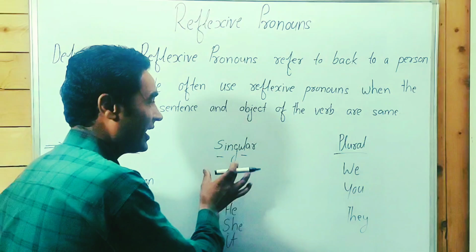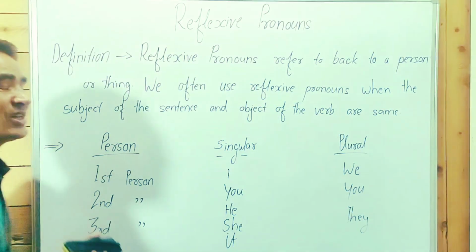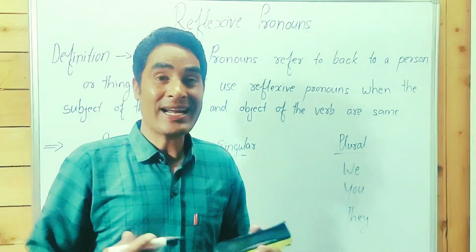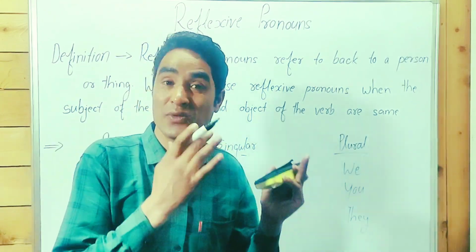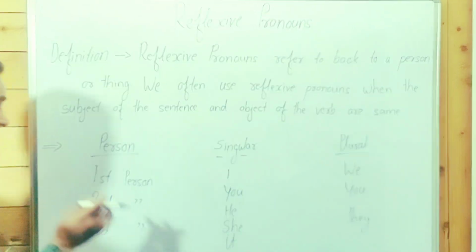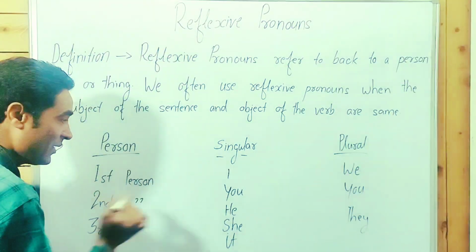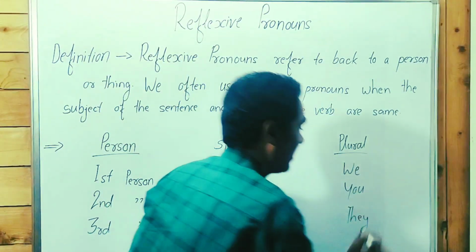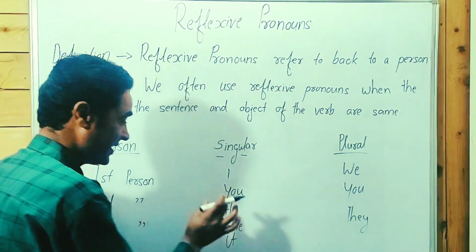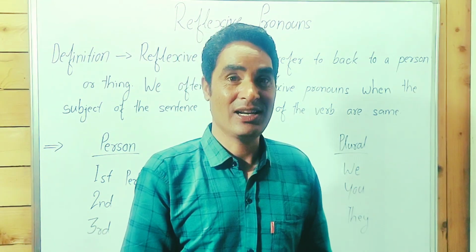First person singular and plural, second person singular and plural, third person singular and plural. You know very well about it. I taught each and everything in this very second video of pronoun. A quick recall. First person, I singular, we plural. Second person, you singular, you plural as well. When we talk about third person, he, she, it singular and they plural.